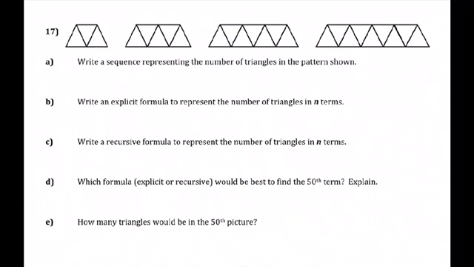This is a picture sequence, and it says write a sequence representing the number of triangles in the pattern shown. So we're talking about the congruent triangles. So how many triangles are in the first pattern? 3, and then how many? 5, and then how many? 7. Okay, do you guys see the pattern then?